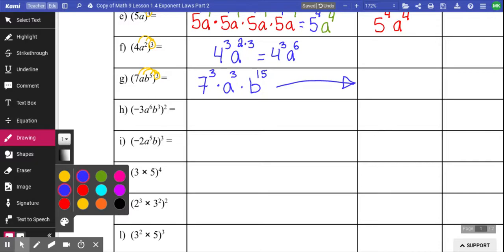If you want to try H on your own, I'll give you a second to try it. If you can't do it, that's fine. If you want to just give it a shot to see how close you get, that's good too. And then maybe you see where you're going wrong. I'll give you about 10 seconds or so to try it.